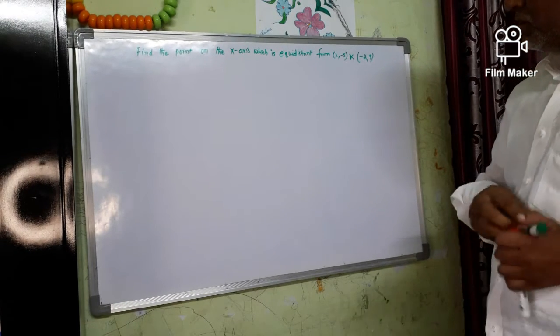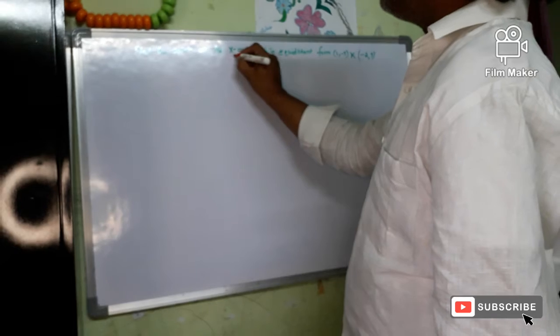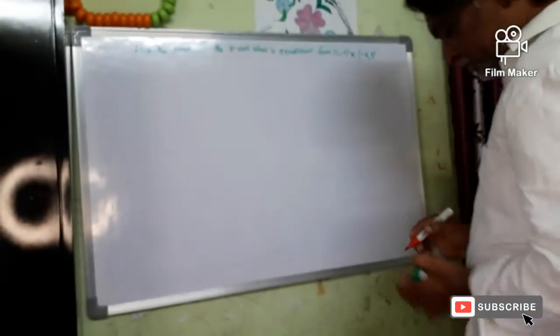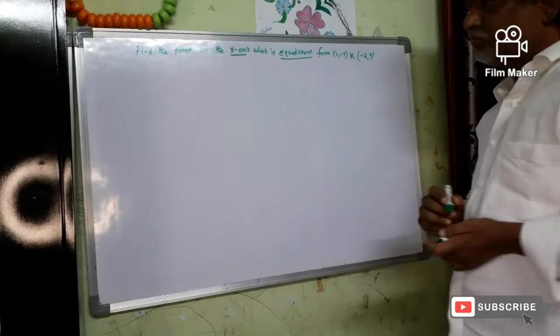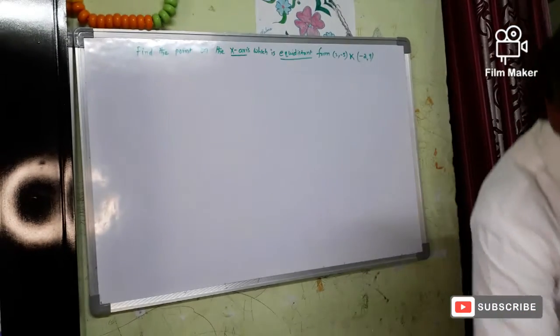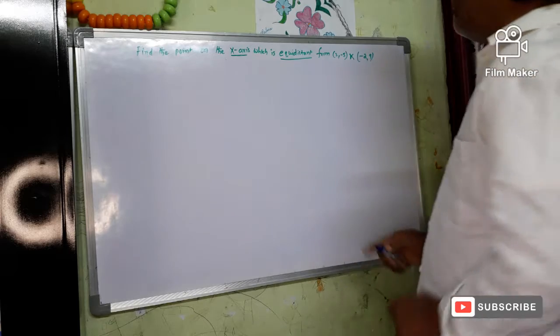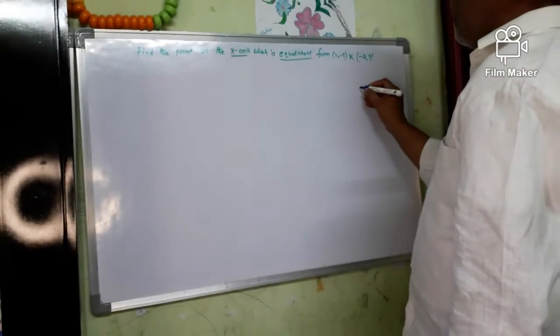First, we note the point is on the x-axis, and it is also equidistant. First you draw a coordinate plane.